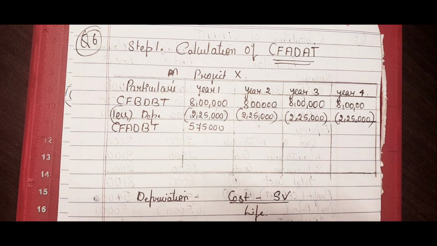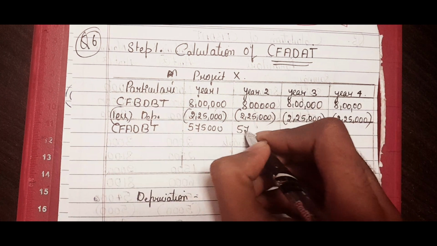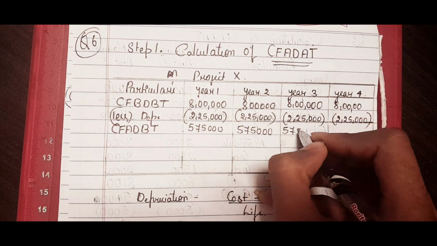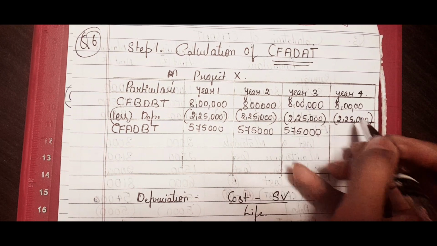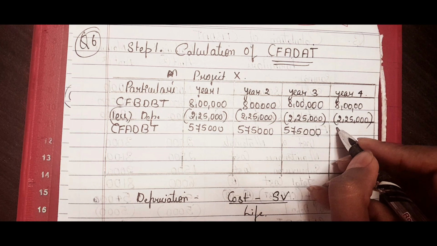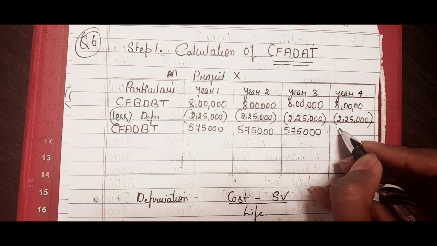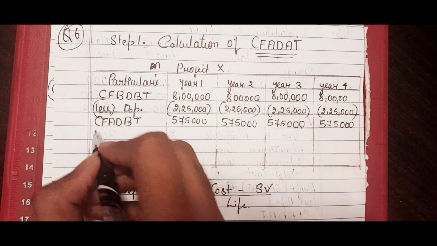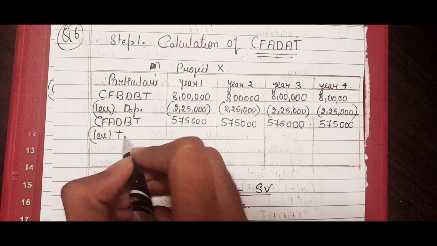Similarly for the next years, 8 lakh minus 2,25,000 is 5,75,000. Now from this we need to deduct tax.